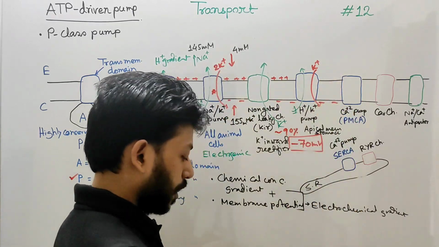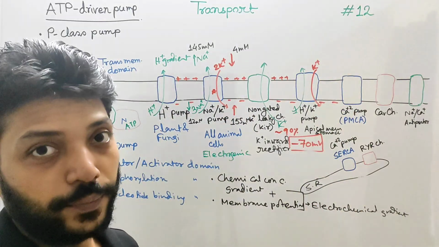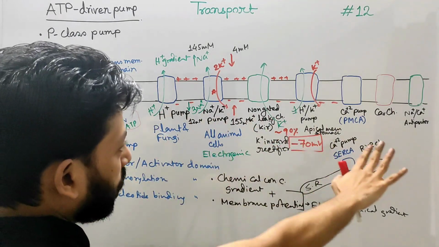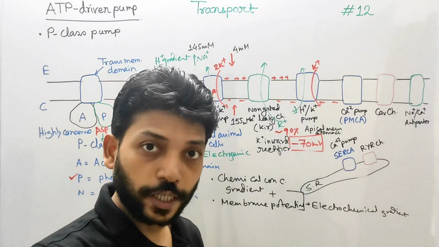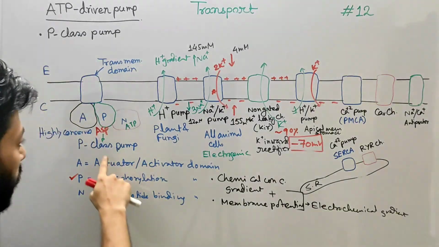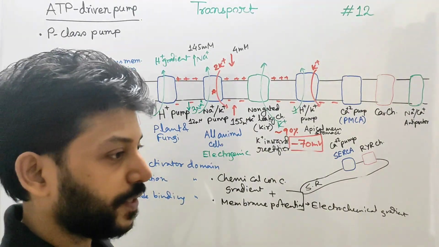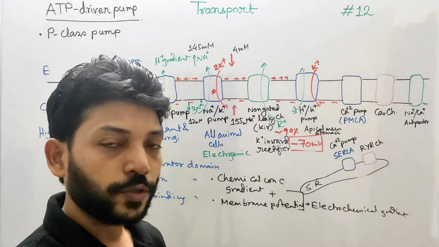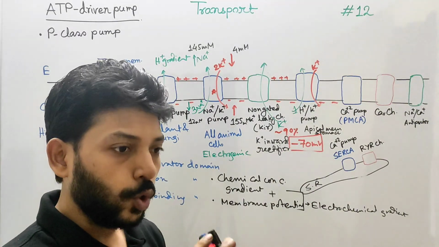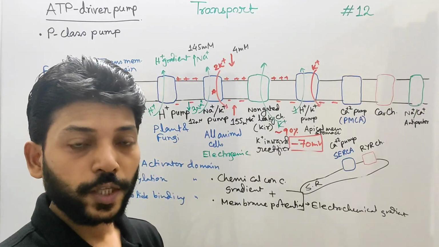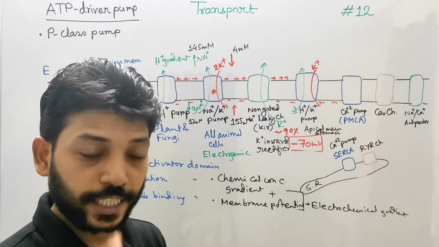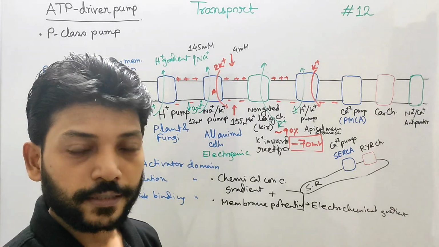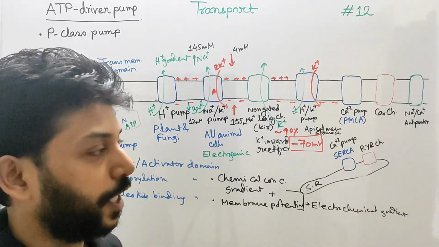Okay. This pump is also a P class pump. That means here phosphorylation occurs and ATP breakdown occurs. So in all these pumps, there will be a breakdown of ATP and phosphorylation of an aspartic acid amino acid in a P domain. So this pump works to develop the low pH in the stomach lumen so that the food can be digested, pathogens can be killed, and some enzymes like pepsins, these proteolytic enzymes, work at the lower pH.